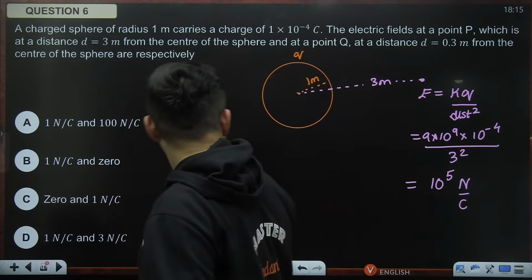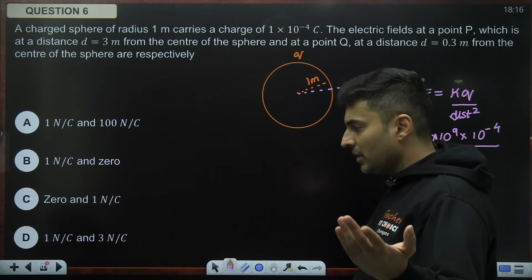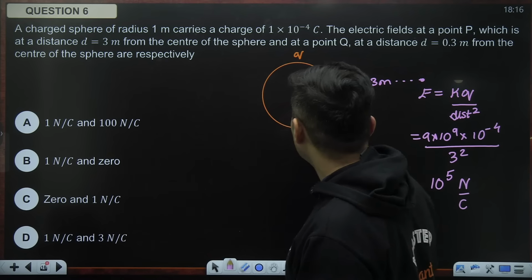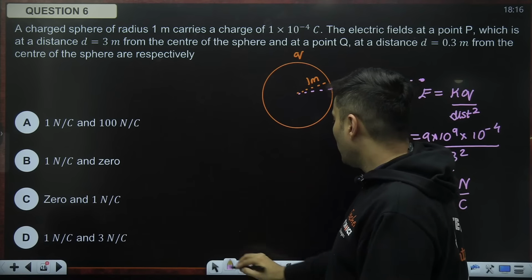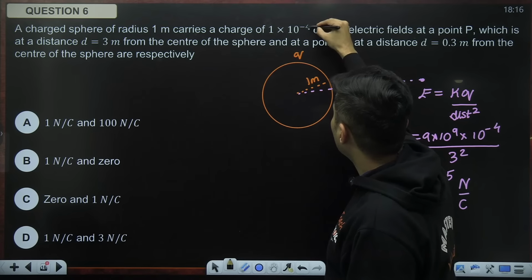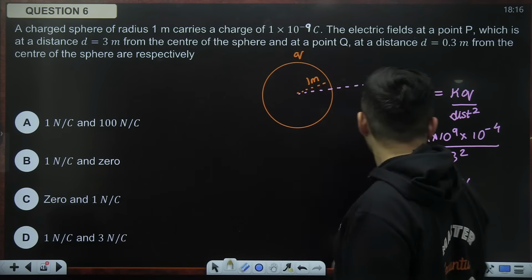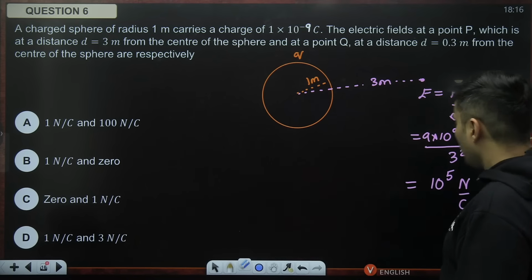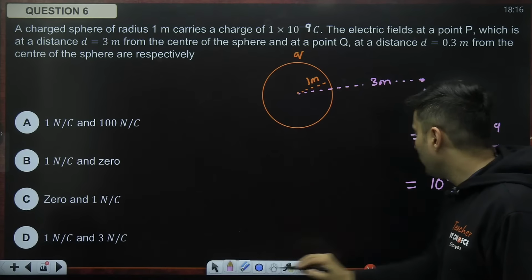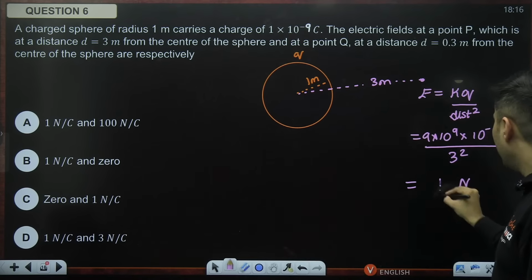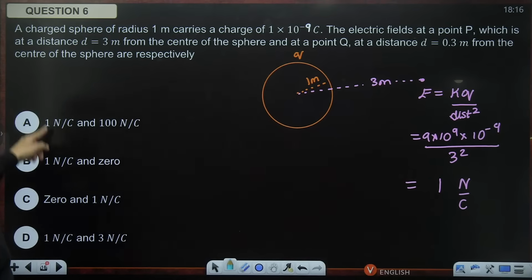Yes, 9 into 10 to the power 9, and distance square, guys, distance is 3 meter. Unless the distance was something else, then the story is completely different. Or maybe this was not 10 to the power minus 4, maybe it was 10 to the power minus 9. Only then you will get something else as the answer. So let's say this was 10 to the power minus 9 coulomb. Then over here also I would have put 10 to the power minus 9, and then I would have got the answer as 1 Newton per coulomb. Maybe that could be the only solution which can explain why options are having 1.